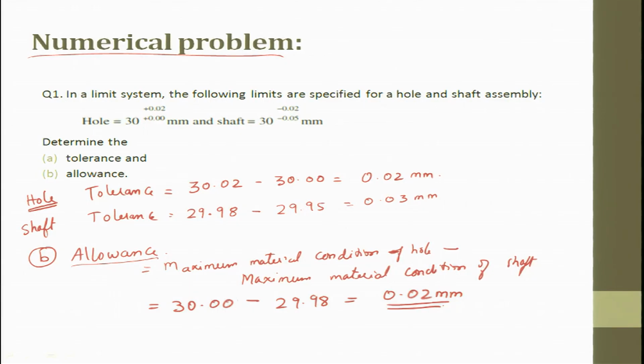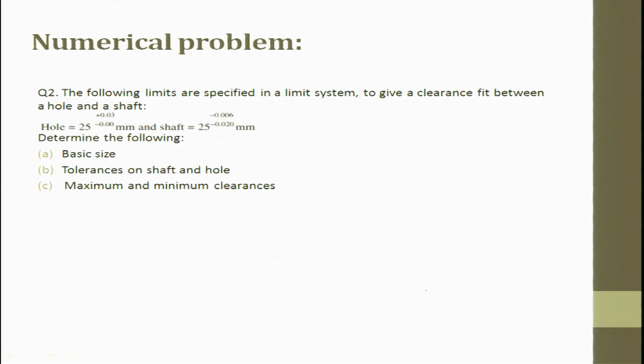Let us try one more problem. The following limits are specified in the limiting system to give a clearance fit between the hole and the shaft. The hole dimensions are given, and the shaft dimensions are given. Determine the following: the basic size, then the tolerance of the shaft and the hole, and the last one is the maximum and minimum clearance. Let us take the basic size.